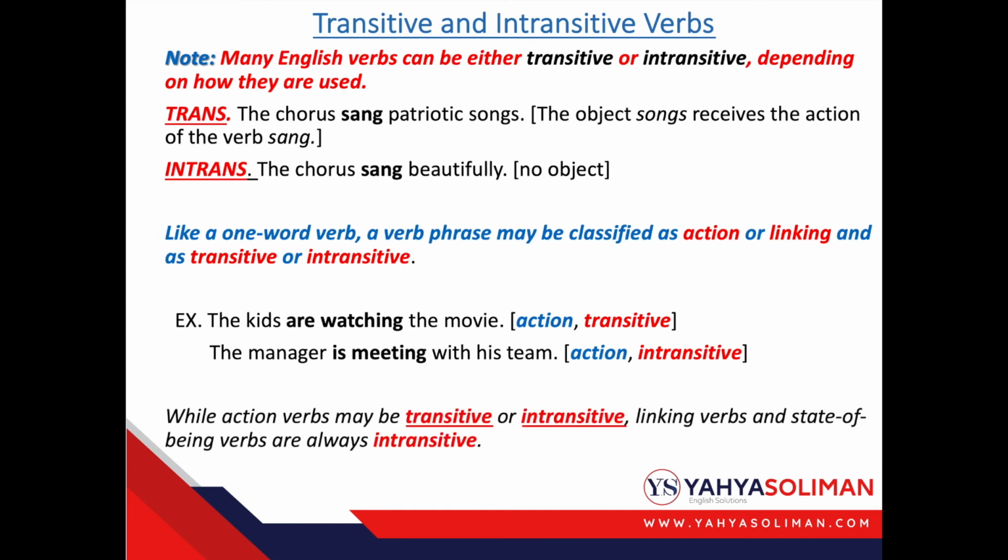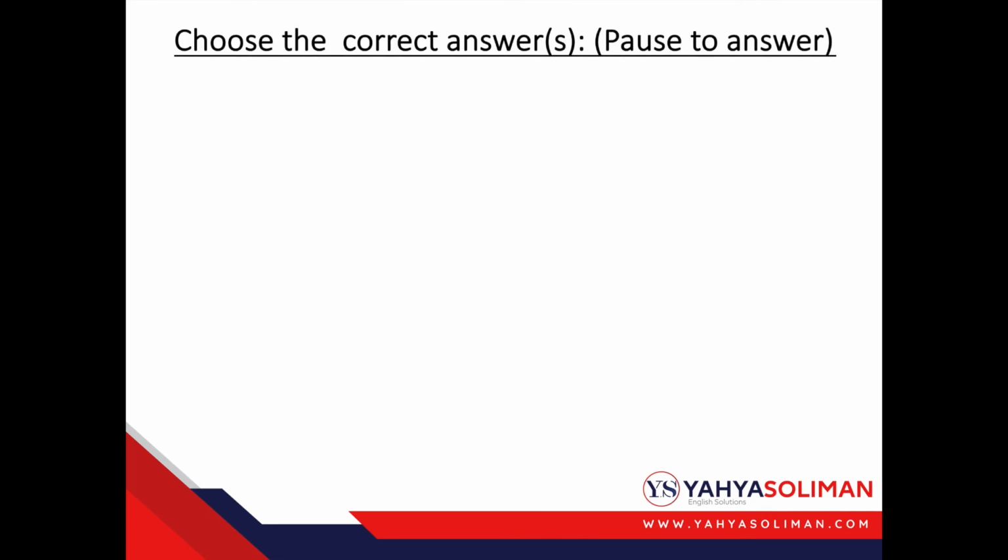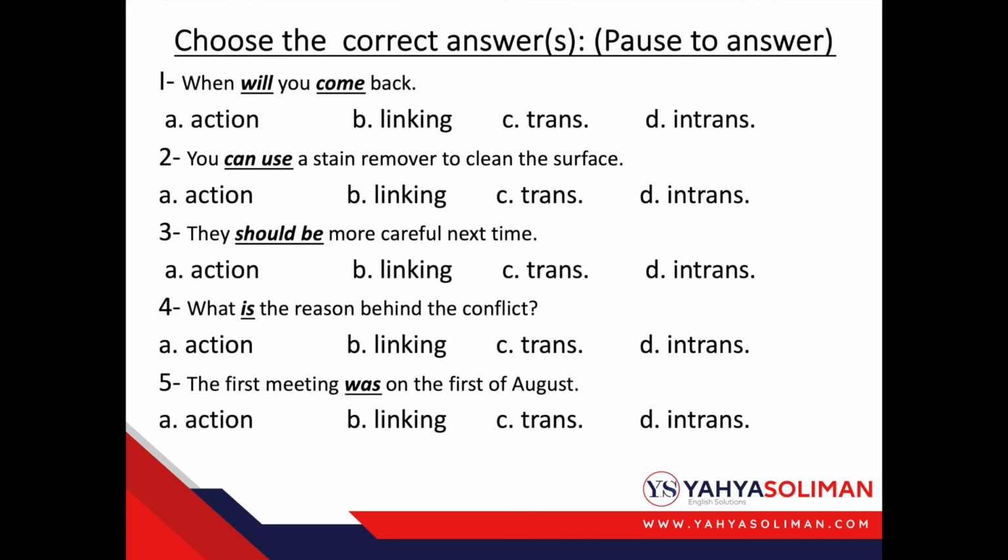While action verbs may be transitive or intransitive, as we said before, linking verbs and state of being verbs are always intransitive. Now we stop for a while to check understanding.